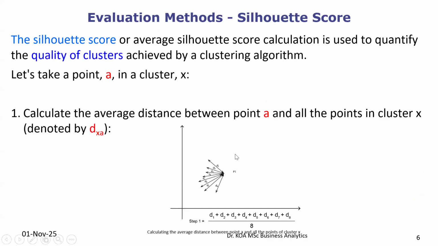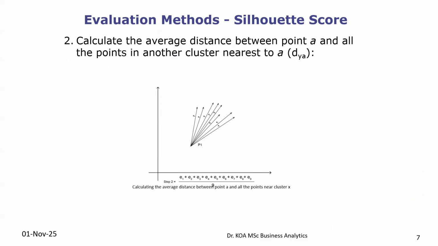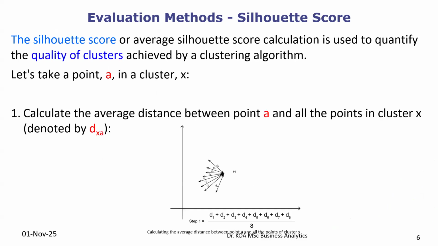So the other method is known as the silhouette score. Now, what is that silhouette score? Well, what it does is that it calculates the quality of the clusters, not just the number, but the quality of the clusters achieved by the clustering method. If you take a point like A in a cluster, you can calculate the distance between that point A. Maybe when I draw, you get it, okay? Between that point A, and all the points in the clusters.